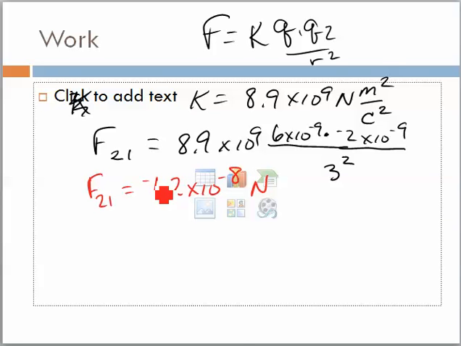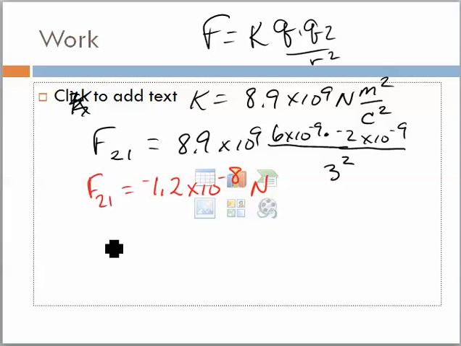Now, actually I believe this should be a negative number. That means the force is an attractive force between the two. They're going to be attracted towards each other because one's positive and one's negative. Whenever you get a negative answer, that means the force is going to be attracting these two objects towards each other.